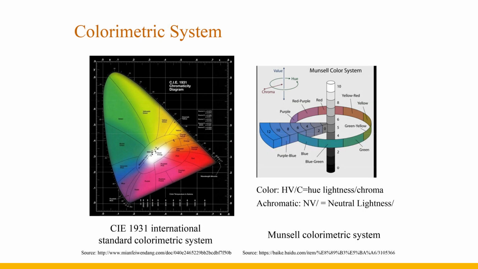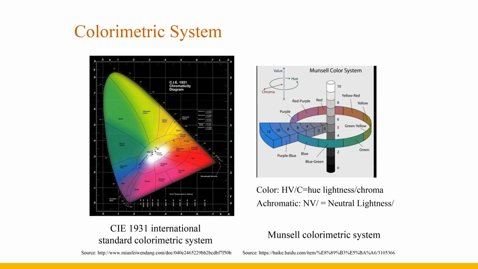A system of color equations defined by a series of rules and definitions is called a colorimetric system and is used for color quantification. There are two types of colorimetric systems. One is a system expressed by color stimuli, such as the CIE 1931 International Standard Colorimetric System. The other is a system expressed by the color attributes of sensory indicators, such as the Munsell colorimetric system.